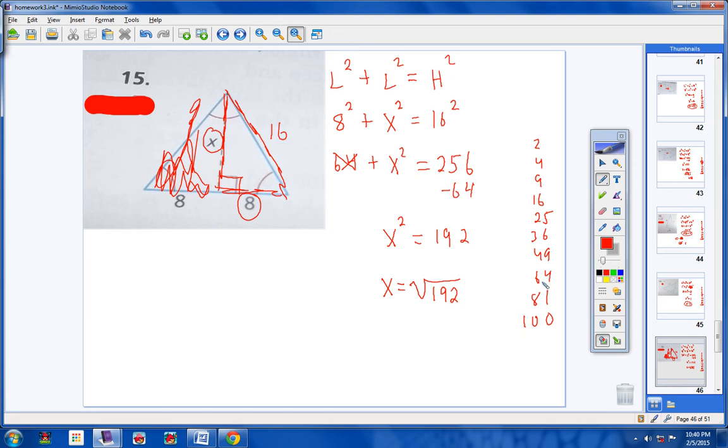But guess what? 64 does. If you took 192 with your calculator and divided it by 64, you would get 3. 64 times 3 is 192. Now, you do not know the square root of 3, but you do know the square root of 64. Cross it off and put an 8 on the outside, so you're left with 8 square root of 3. 8 square root of 3, and that is the correct answer.